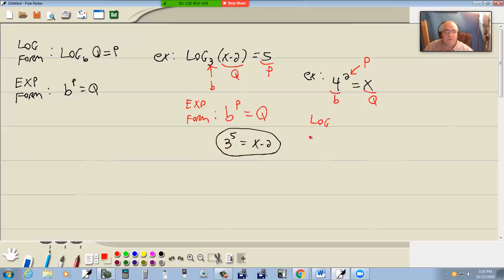So then our log form is log base b of q is equal to p, and we'll plug in everything we identified. B is 4, q is x, and p is 2. And that would be our answer.